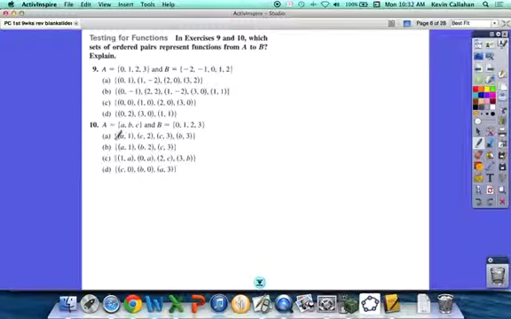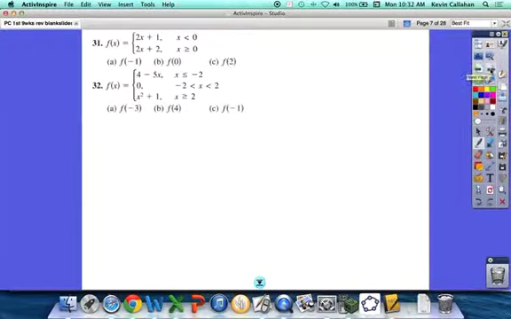You see, letter A has got repeated C's. That's not good. Letter B is A, B, and C. So that's probably going to be it, but I'll check the other two anyways. 1, 0, 2, 3. Is that a function? Sure. So that's a function and that's a function. And what about the last one? Yeah. C, B, A. That's good. So the only one that wasn't a function was letter A. Okay. Easy stuff, right?